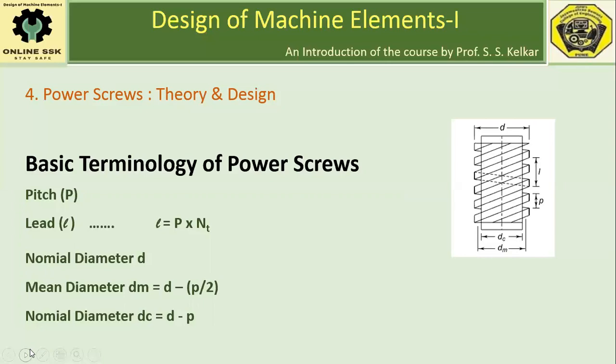Then the minor diameter, or core diameter, is denoted by d_c and is given by the nominal diameter minus the pitch. The core diameter is the smallest diameter, while the nominal diameter is the largest, the major diameter. The average of the major and minor diameters is called the mean diameter. It is denoted by d_m, and it is given by the nominal diameter minus half the pitch.